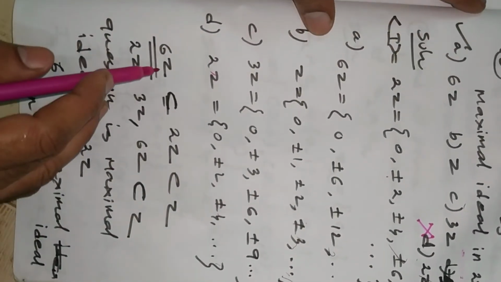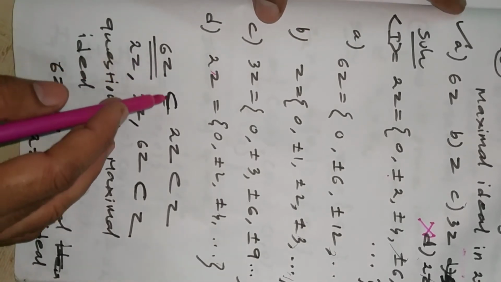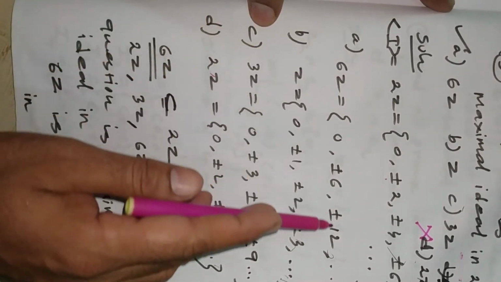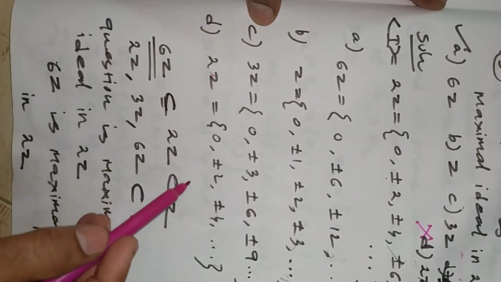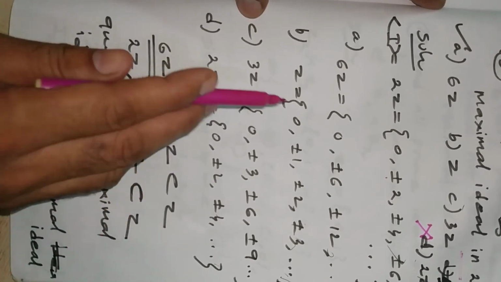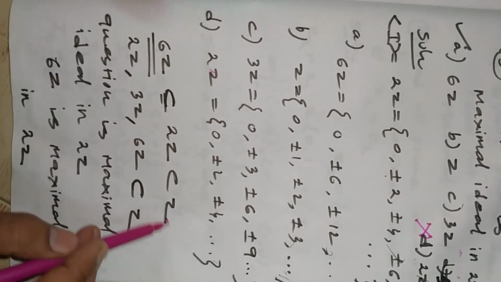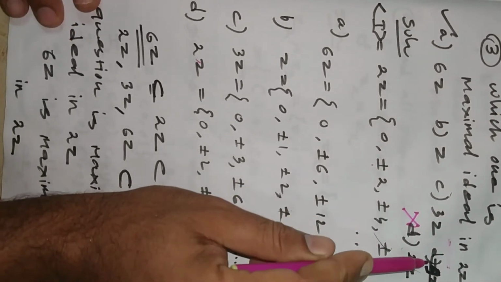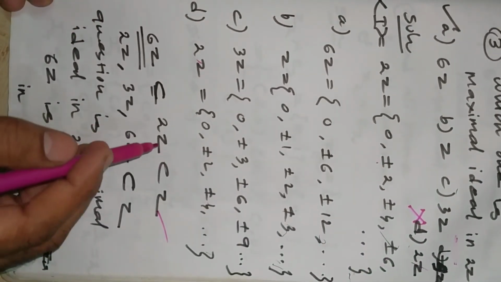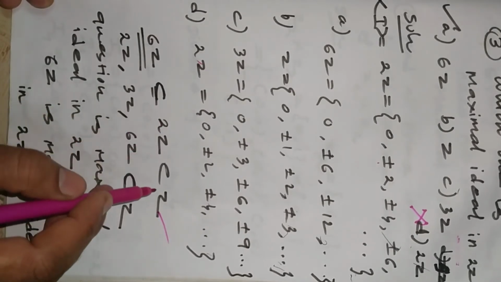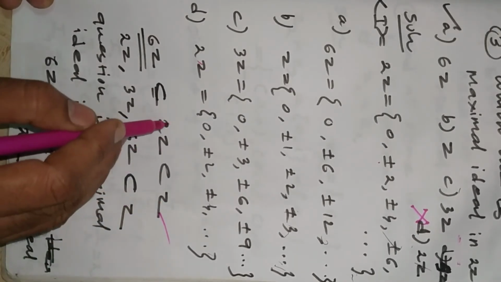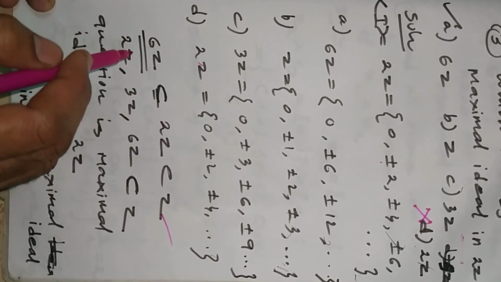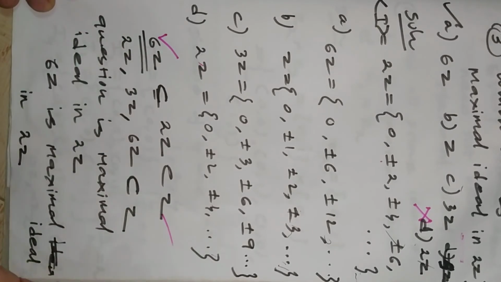So take this case, 6Z is contained in 2Z very clearly, alright. The elements of 6Z are in 2Z. Then 2Z elements are in Z. Am I right? But what we have to find out is the maximal ideal of 2Z. Am I right? We don't want the maximal ideal of Z. We need a maximal ideal of 2Z. So 6Z is a maximal ideal. Am I right?